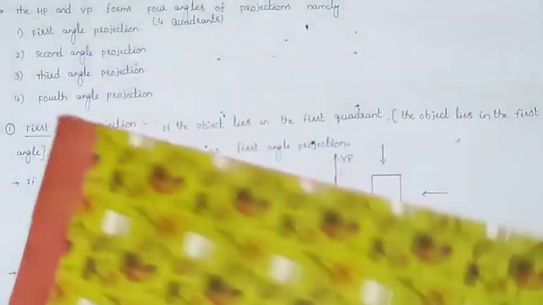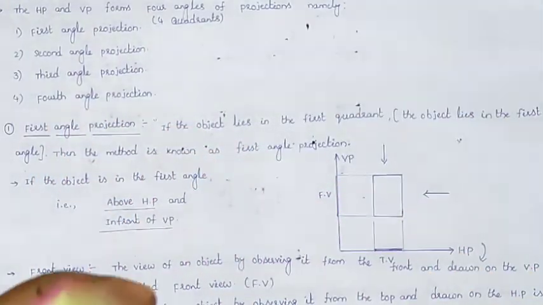Coming to the second angle projection, it looks like that. In the second angle projection, the observer is placed here. This is the horizontal plane, this is the vertical plane, and this is the line of intersection, which we can call the XY line. This one is the object. Whenever we see the object in the front direction, we can call it the front view.